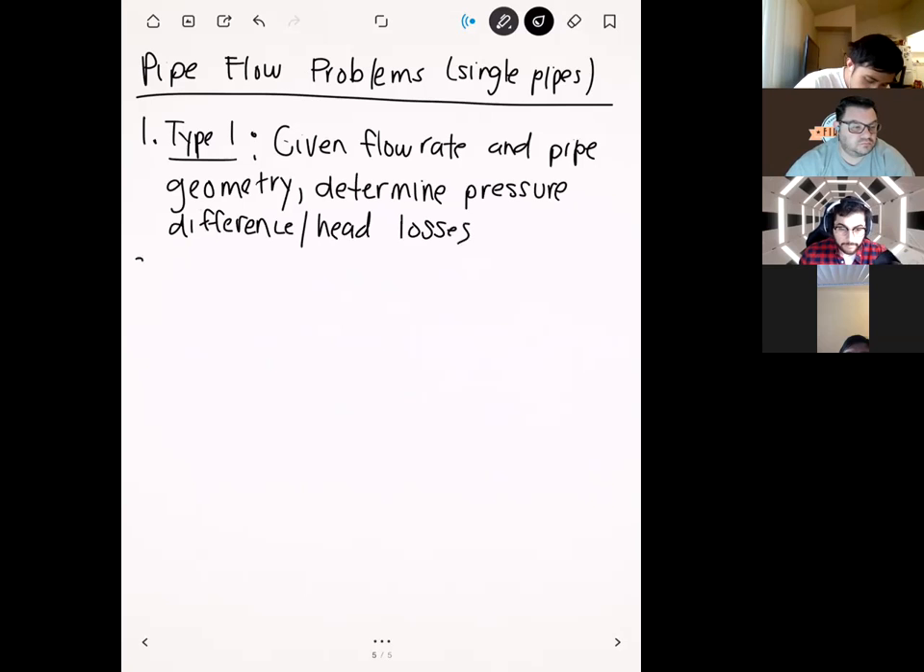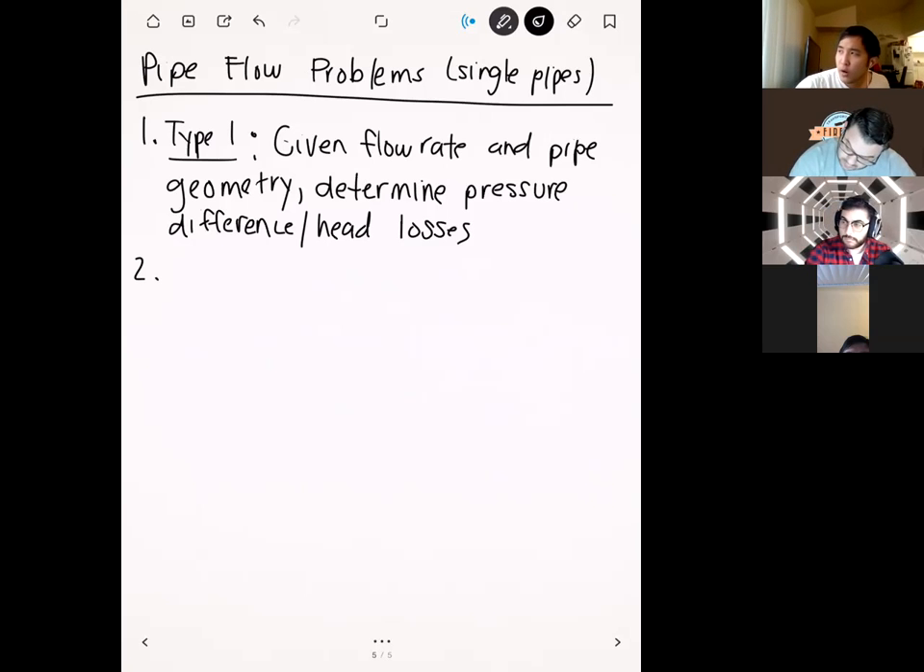Okay, so that's type 1 problem. Type 1 is called type 1 because those are relatively easy. You're basically given all the information that you need, and you just have to plug it in. You first compute the losses, then you plug into Bernoulli, and then you get the pressure differences. So type 1s are fairly straightforward.